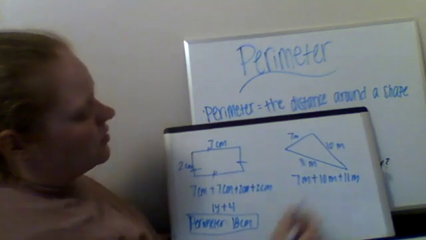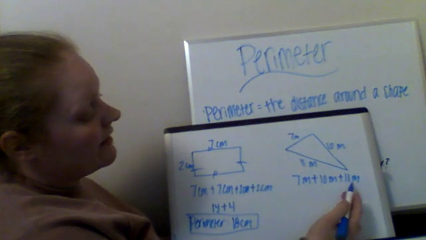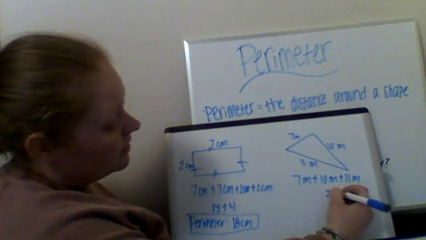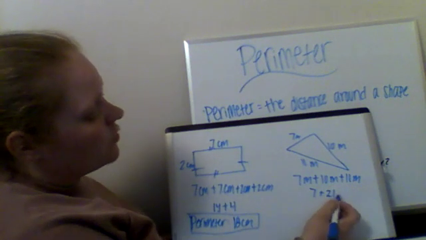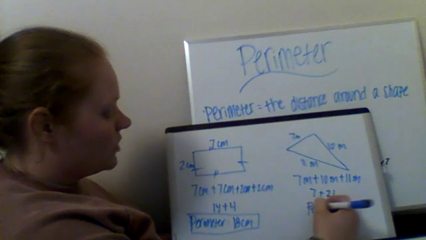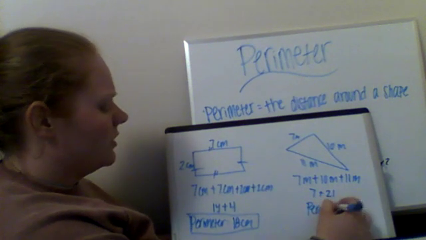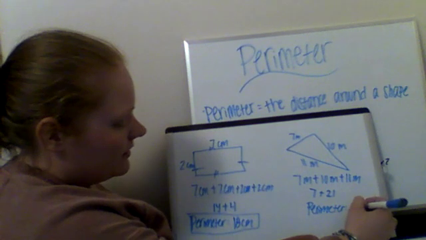Okay, so I'm going to start over here. So 10 plus 11 is 21. And then I'm going to bring my 7 down. 21 plus 7 is 28. So the perimeter of this shape would be 28 meters.